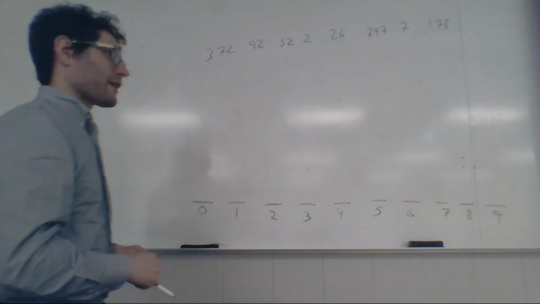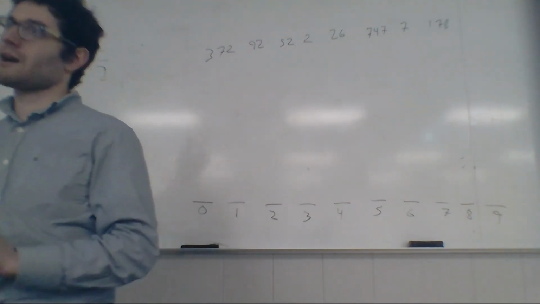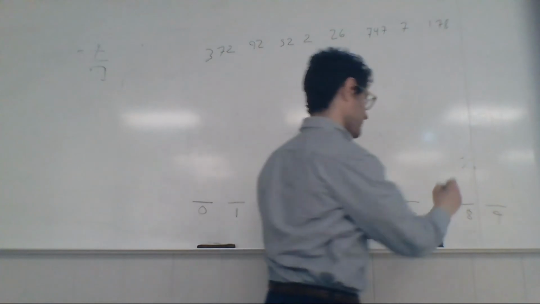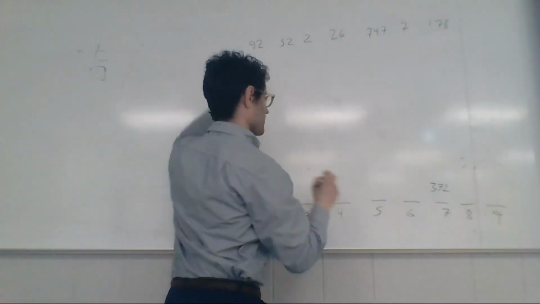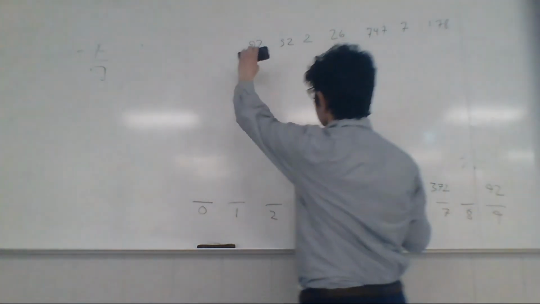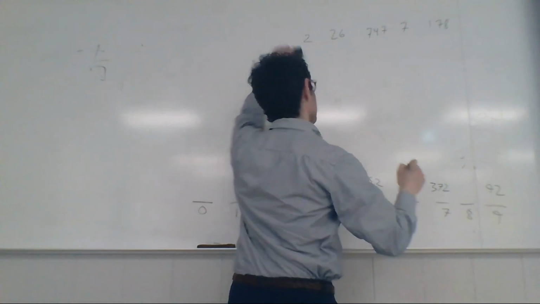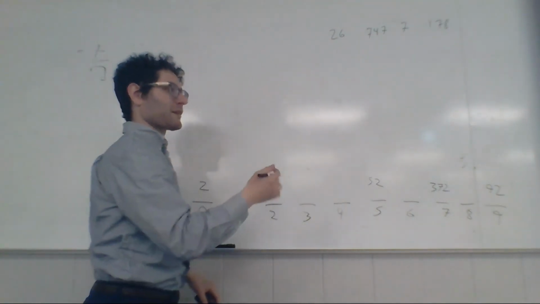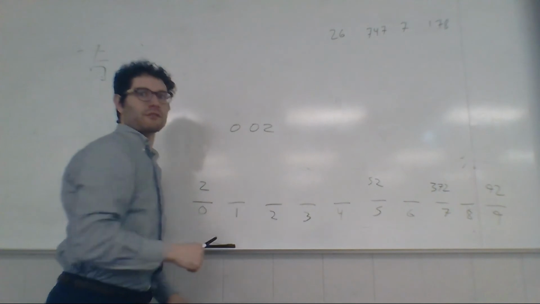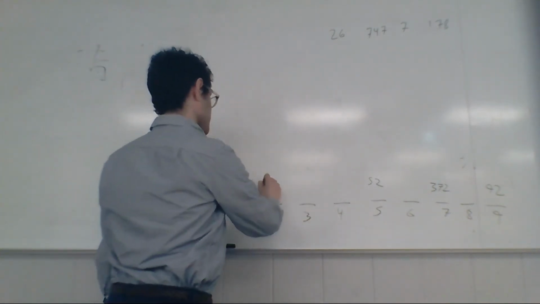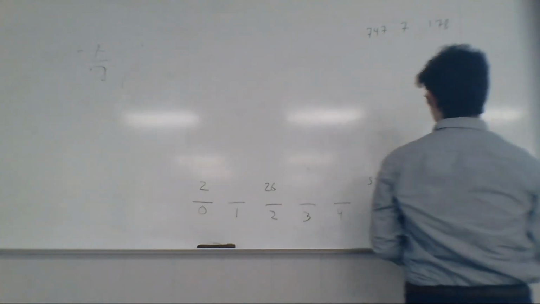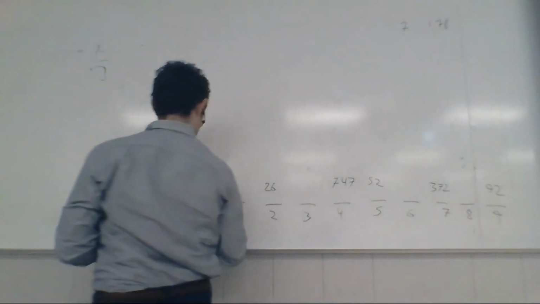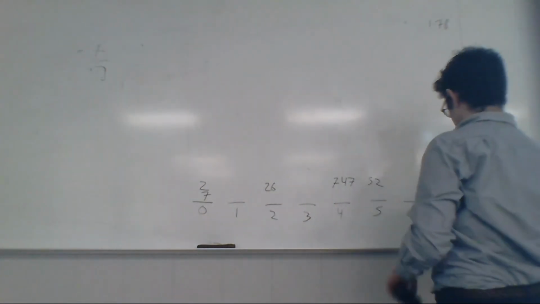That's interesting. Now we're going to do this again, but instead we're going to use the tens place rather than the ones place. So 372 needs to go into where? 92 goes into 9. 52 goes into 5. Where's 2 going to go? 0. Yep, 2 goes into 0 because its tens place is 0. We can interpret 2 as 0, 0, 2 because we're dealing with 3-digit numbers. 26 goes into the 2 queue. 747 goes into the 4 queue. 7 also goes into the 0 queue. And 178 goes into the 7 queue.